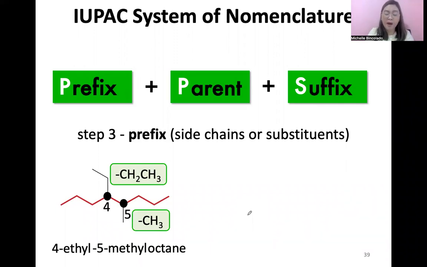O baka magtaka kayo, ma'am, pwede bang pagbalik na rin yung 4 tsaka 5, yung ethyl-methyl? Guys, meron tayong rule na kailangan alphabetically arranged. Okay, alphabetically arranged guys dapat yung substituents natin. So remember that. Okay, next guys, our second compound.